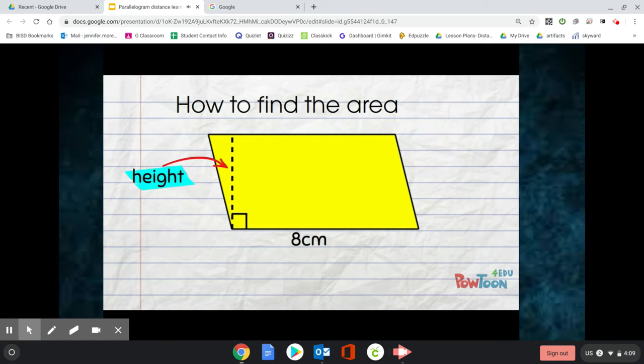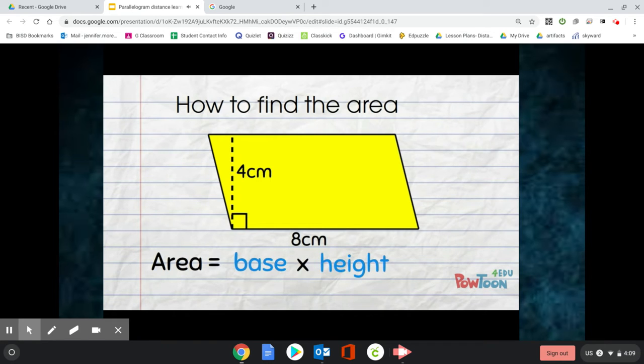So here's our height. It's 4 centimeters. Now we have measurements on two sides that meet at a right angle, so we're ready to go. The area of a parallelogram is base times height. So 8 times 4 is 32 centimeters squared. Never forget units of measurement squared.